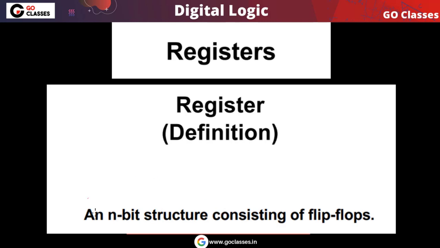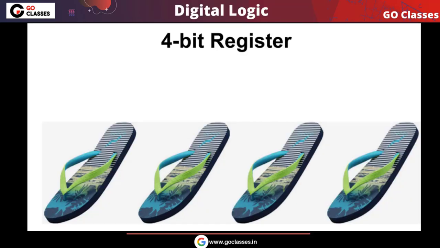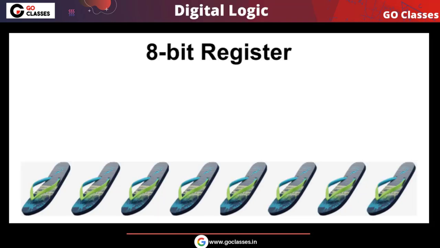So if you want to store n bits, for example, 4 bit, then you need 4 flip-flops. So basically register is an n-bit storage device. Now, for example, this is your flip-flop. One flip-flop can store 1 bit. If you want to store 4 bit, then you need 4 flip-flops. So this is a 4-bit register. If you want to store 8 bit, then you need 8 flip-flops. So this is an 8-bit register.